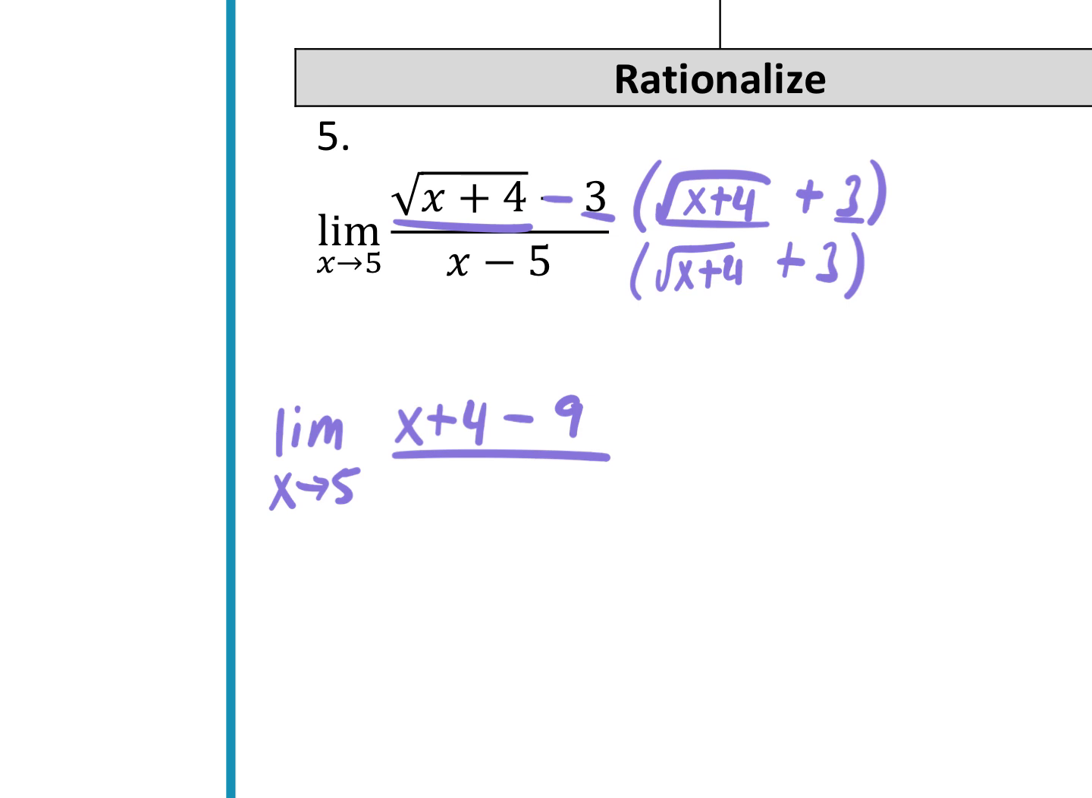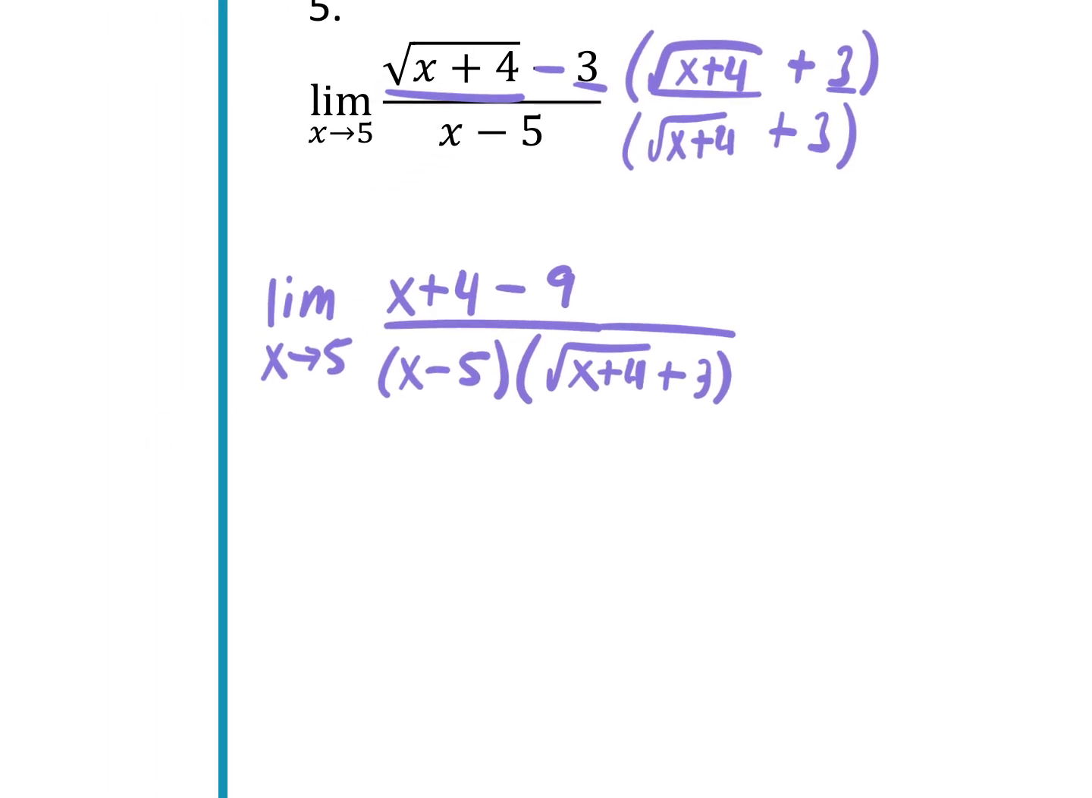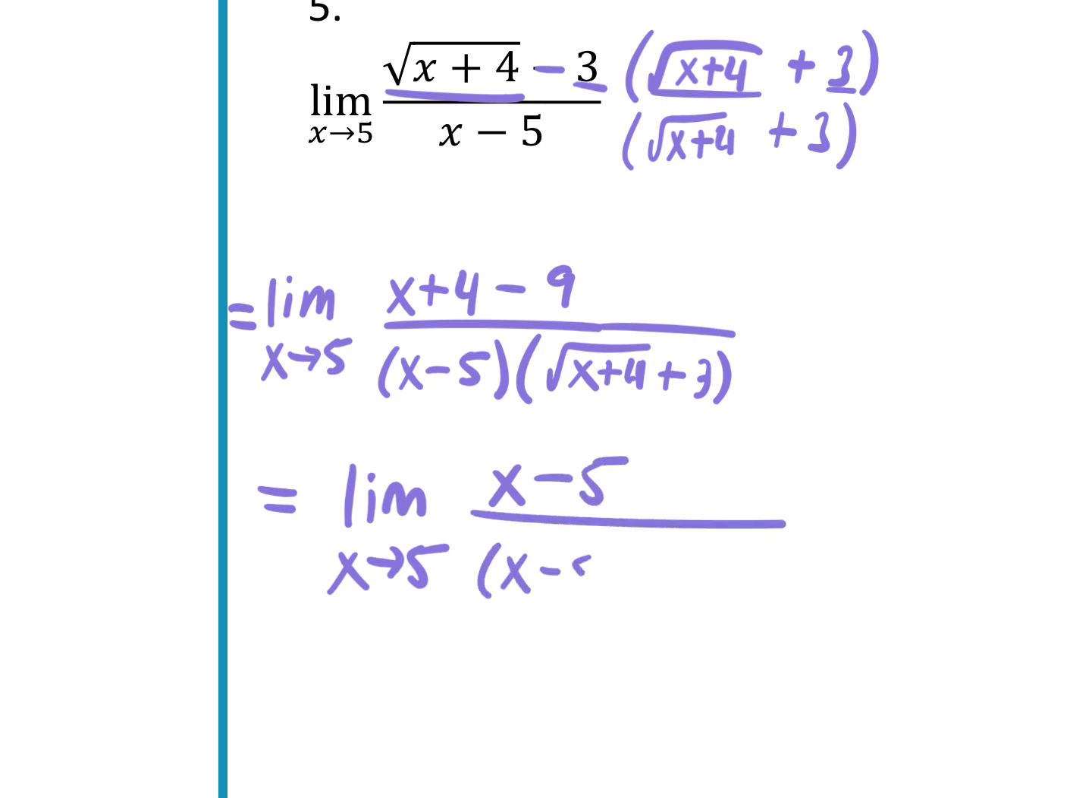Over, let's not do anything with the bottom, right? It already looks kind of complicated as is. Let's see if we can get away without doing anything with it. So it's just going to be x minus 5, the square root of x plus 4 plus 3. All right, what can we simplify here? Good, right? The top becomes x minus 5, so this becomes the limit as x approaches 5 of x minus 5 over the bottom stays the same.